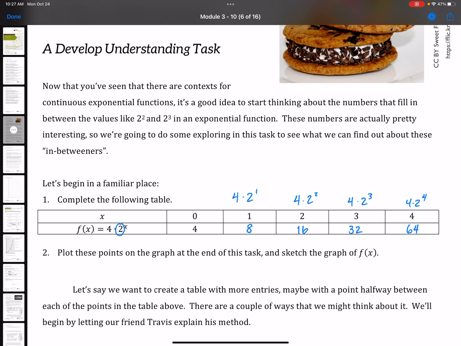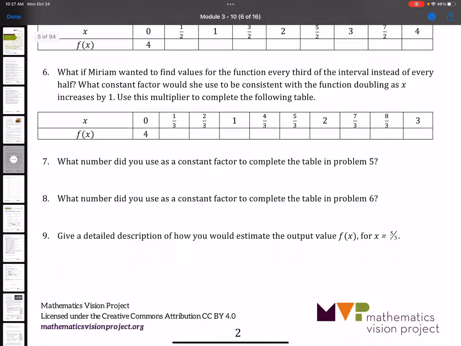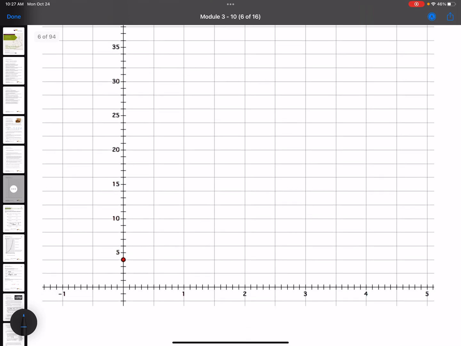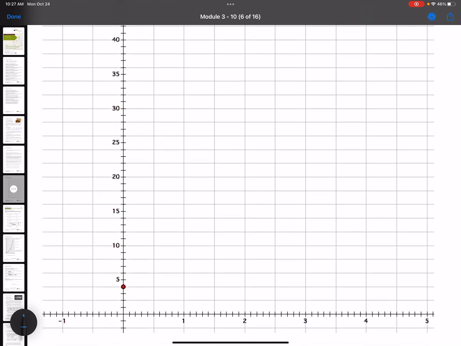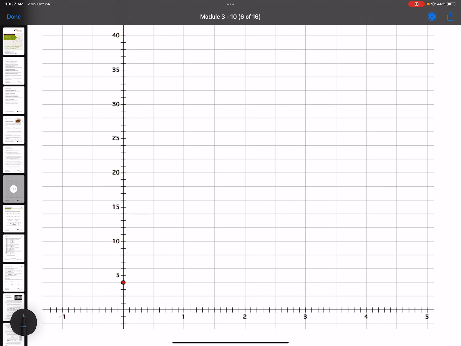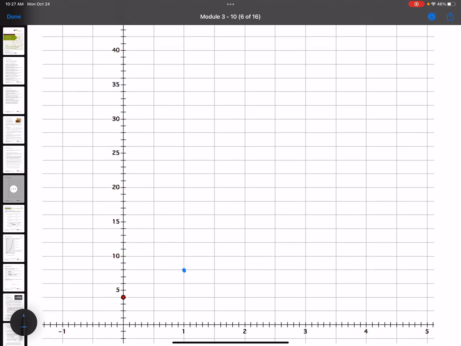So the next thing that it wants us to do is plot these points on the graph at the end of this task, okay? So I'm writing this in blue, so I'm going to plot these in blue at the end of this graph, where it was 0, 4, then it was 1, 8, it was 2, 16. Also pay attention to these lines. Each vertical line is actually 1/2, not one whole. So just be careful about that. Make sure you're plotting carefully.